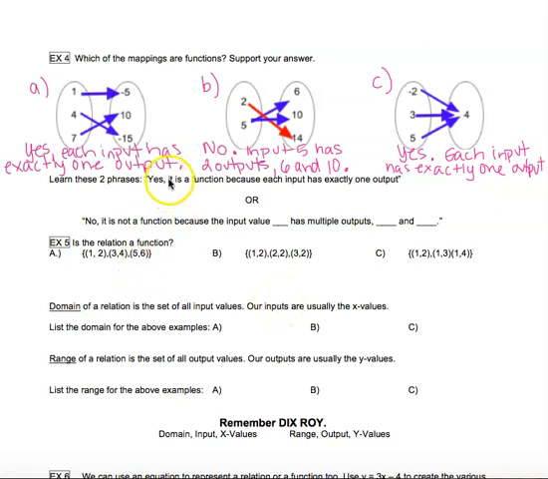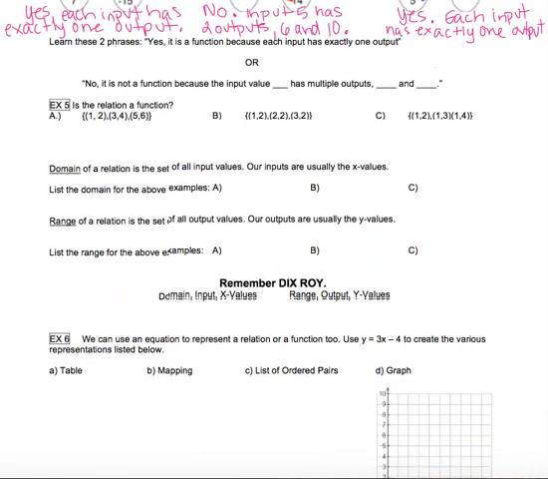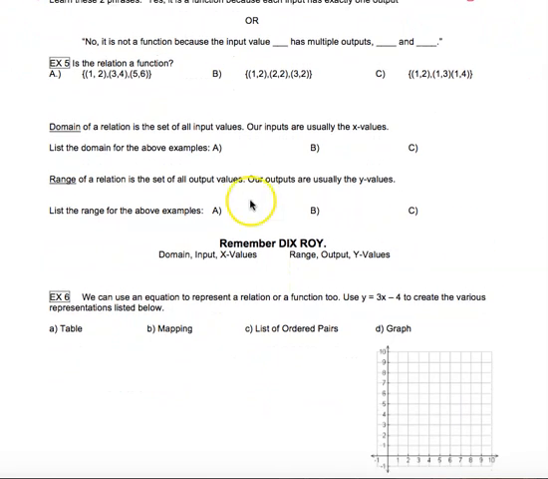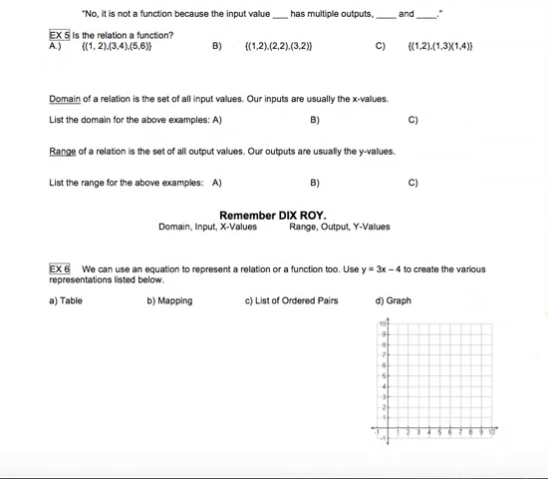Okay, so these two phrases you need to learn. Make sure you can word for word state these, because that's what you're going to need to be able to do when we get to the Unit 2 test. Also, this typically shows up on the end of course state exam as well. All right, example 5, is the relation a function?